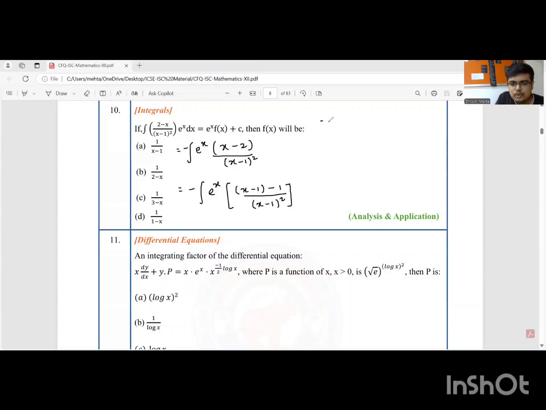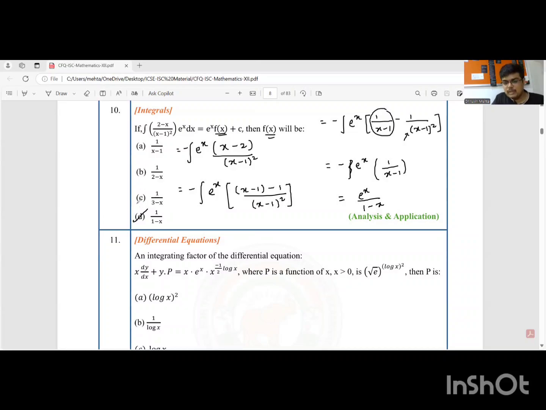Now, students, you split this into two fractions. We will get e raised to x into 1 upon x minus 1 minus 1 upon x minus 1, the whole square. I hope you are well versed with the derivative formulas. Derivative of 1 upon x minus 1 is this. And therefore, we can say this is the function. So the answer is minus e raised to x into 1 upon x minus 1. You take the minus inside, the final answer is e raised to x upon 1 minus x. So the f of x, which is multiplied to e raised to x, is 1 upon 1 minus x. I hope you got this.